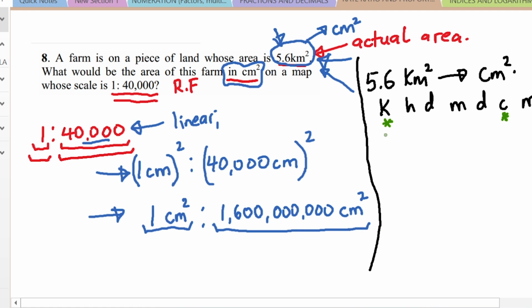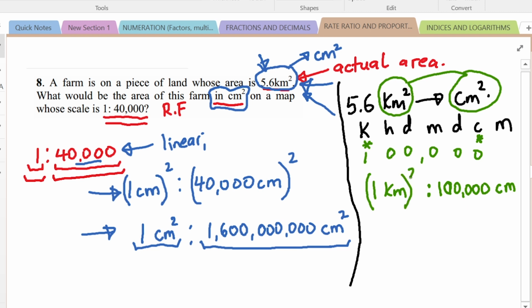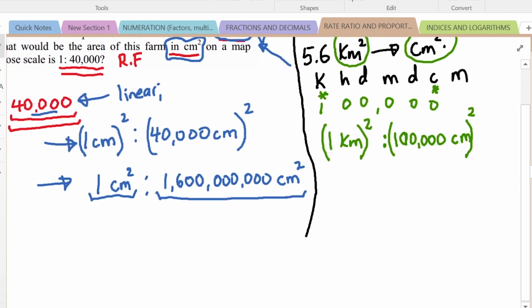It's right there. So this means it's 1, 0, 0, 0, 0, 0, which is 100,000. So I will say that 1 kilometer is equivalent to 100,000 centimeters. However, remember I am converting from kilometers squared to centimeters squared. Because there is the element of squared, I am going to square both sides.